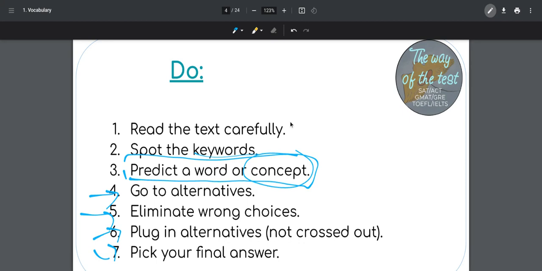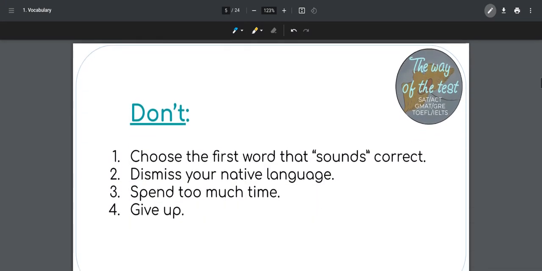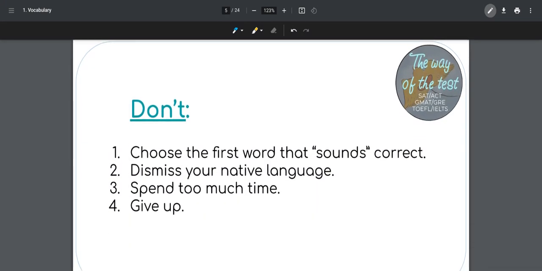and finally you're going to pick your final answer. Now, things you don't want to do: do not choose the first word that just sounds correct. Does this have exceptions? Yes. If you have a very broad vocabulary, then yes, probably the words that you choose are going to be correct.